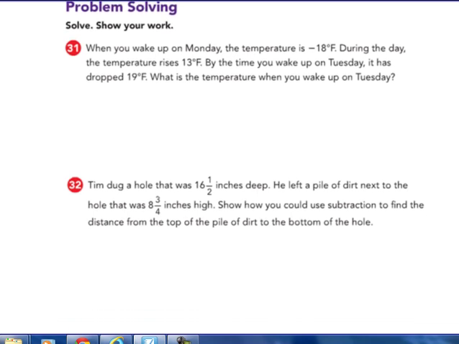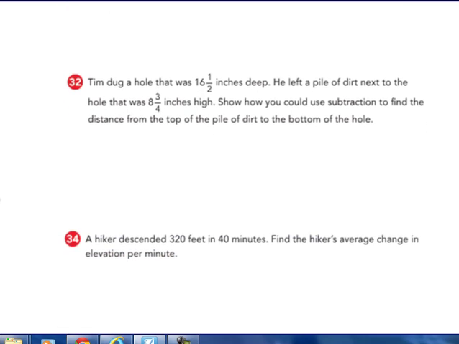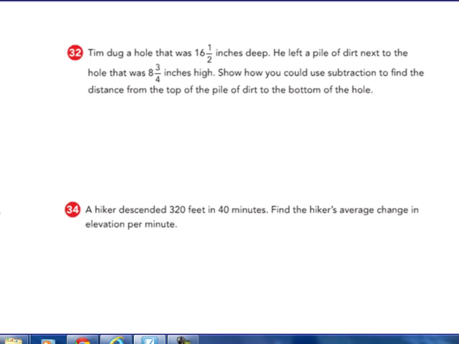And I'm going to skip down to number 32. Tim dug a hole that was 16.5 inches deep. So I might draw a little picture here. Here's Tim's hole. And it's 16.5 inches deep. So it went down by 16.5 inches. He left a pile of dirt next to the hole, which usually happens when you dig it out. You throw all the dirt up on top over here.